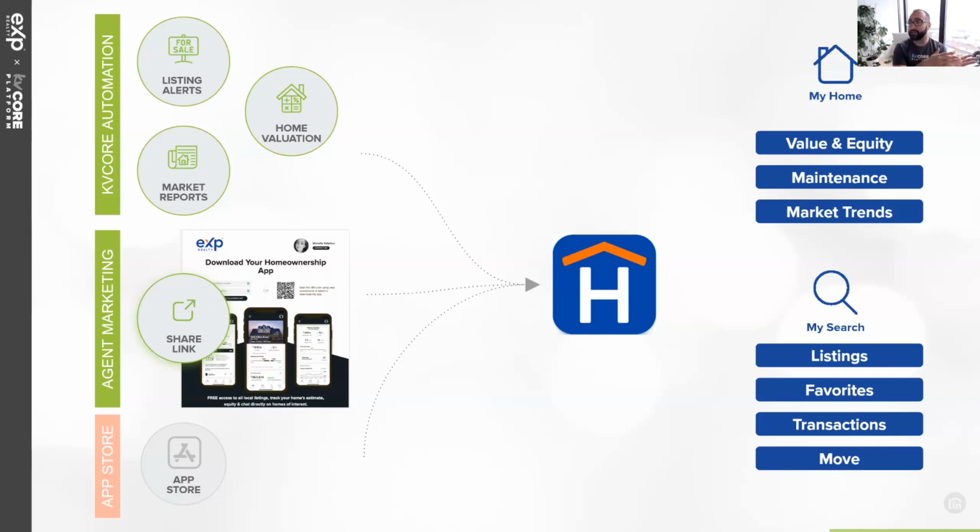So that is the best way to get them into the system. The other way, again, is the automated emails from kvCore. And by the way, when they click into those emails, it does take them to the web experience, and there's a banner that says, hey, download Sylvia's app. So we are driving a lot of traffic from the web to the app.